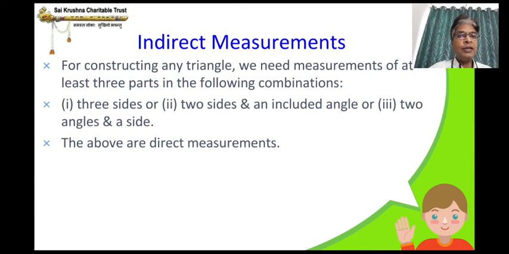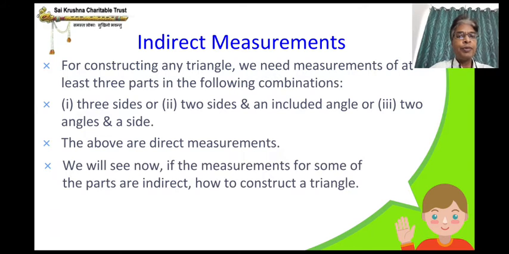The above are called direct measurements. That is, directly you will be given side AB equal to 5 centimeters, side BC equal to 6 centimeters, angle A, or angle B whatever, equal to 30 degrees. Like this, everything is given. So these are direct measurements. We will see now, if the measurements for some of the parts are indirect, how to construct a triangle.